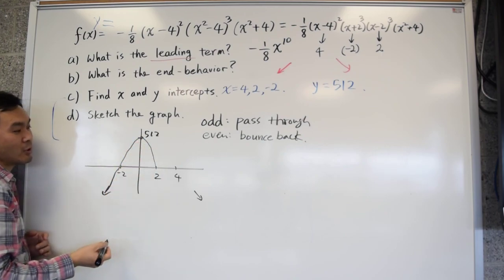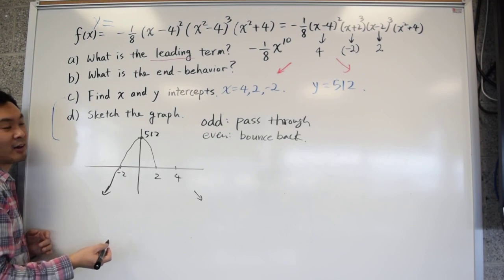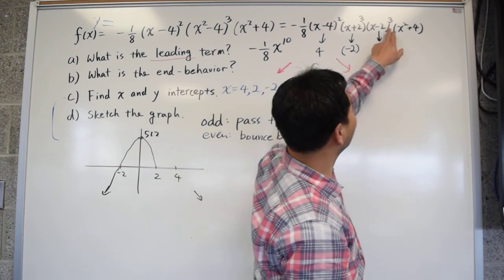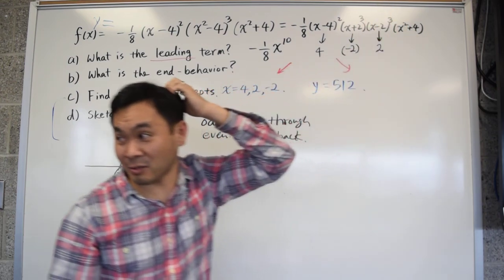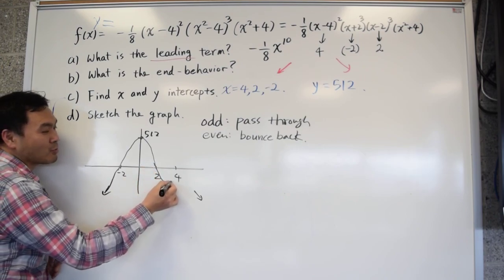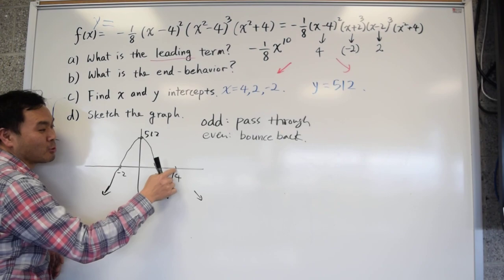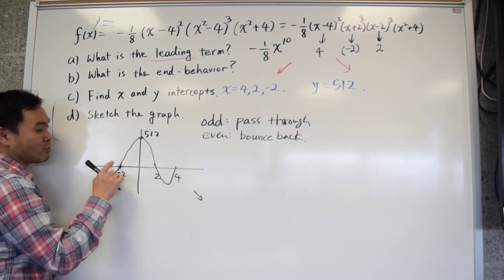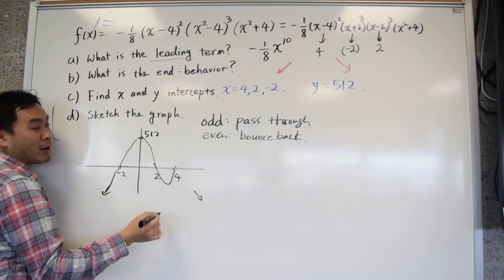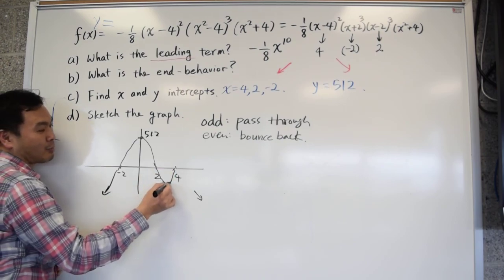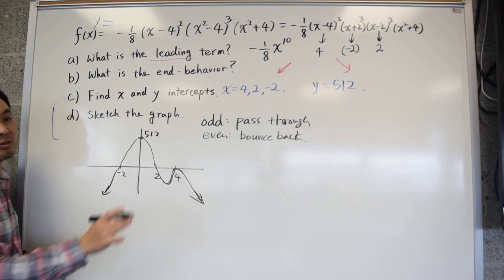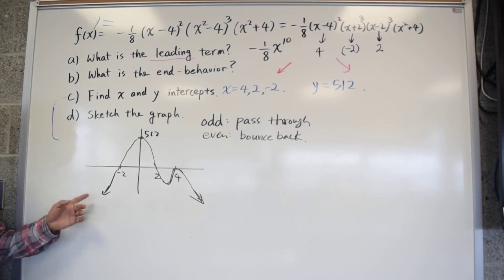At 2, should I pass through or bounce back? Pass through. It's odd power, so it's pass through. Okay. And now I have to come back to 4 because it has to go through this point too. We know that it has to pass through these 4 points no matter what. Okay? At 4, do I bounce back or pass through? Bounce back. So bounce back, and then the end behavior is this, so everything works out. Okay? So that's the graph.